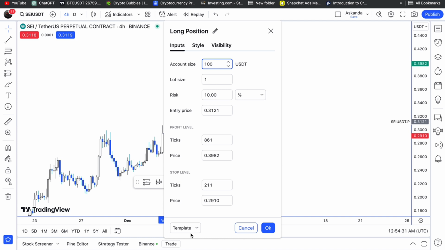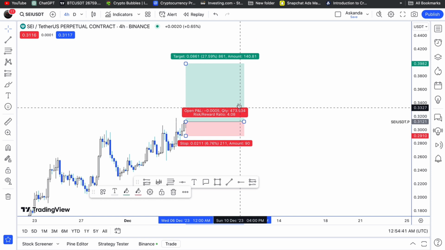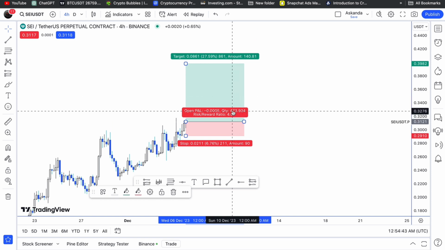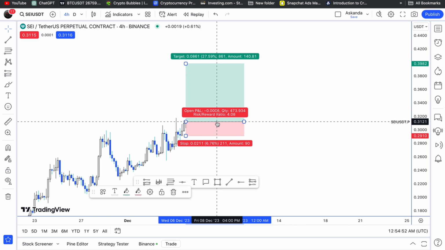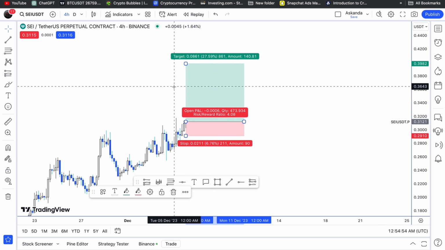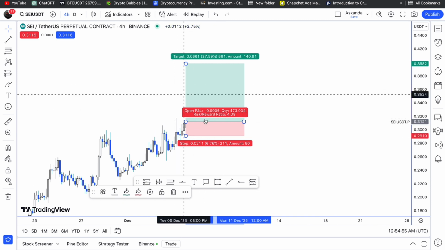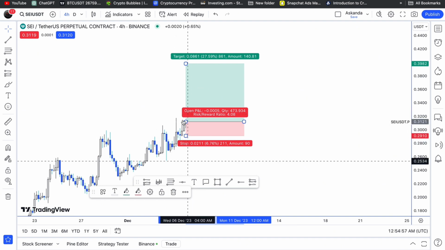Then we use 10% of our account as margin. So we have 10%. This is our entry. This is our tick price. So I'll just click on OK. So this is the amount that I'm supposed to enter into my Binance futures position size. So we have 374. So if I'm risking 10%, I might make about 40% or 50% back if the trade goes in my favor.